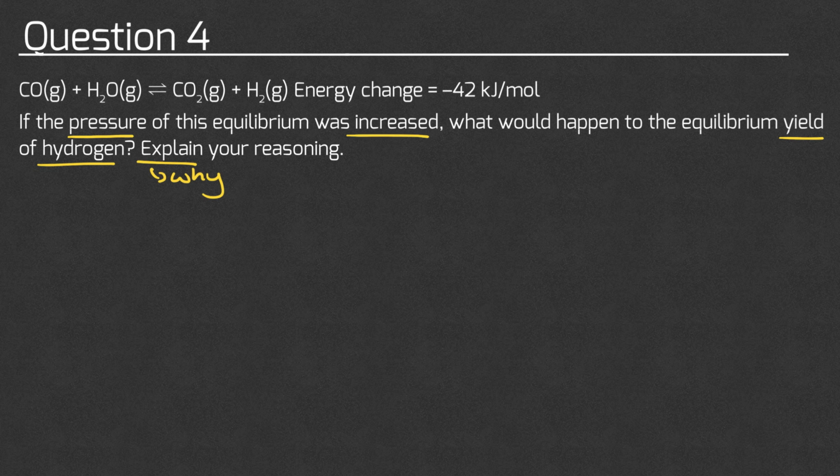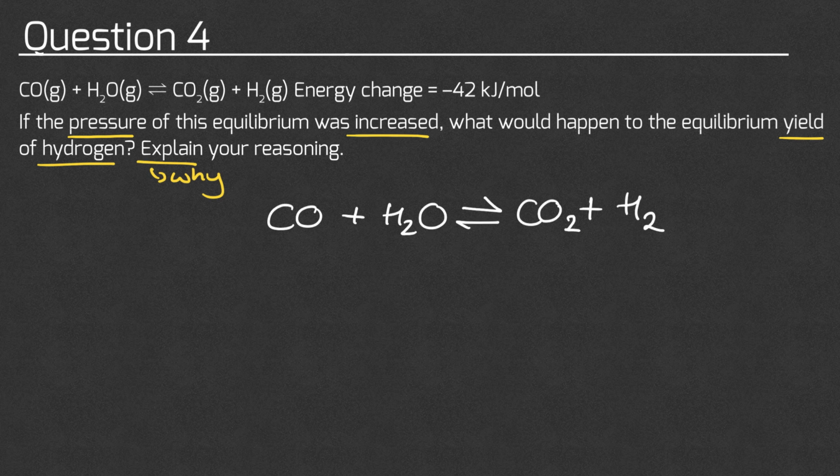We should start off by drawing out the equation. Now we've written the equation, remembering that the side with the most molecules will have the highest pressure, and the side with the least number of molecules will have the lowest pressure. We can add this onto our equation. In this case, however, there are two molecules of gas on each side. There's the carbon monoxide molecule and the water molecule on the left-hand side, and the carbon dioxide and the hydrogen molecule on the right-hand side. So there are two molecules of gas on both sides.